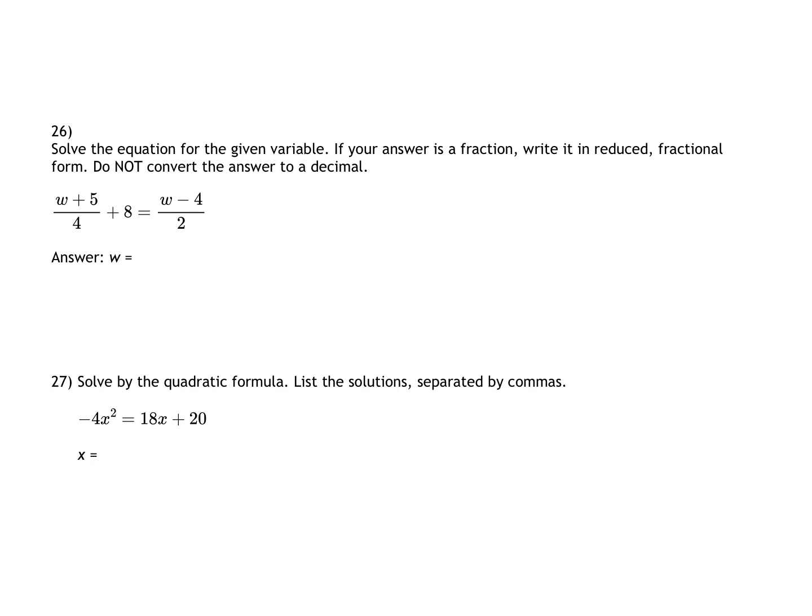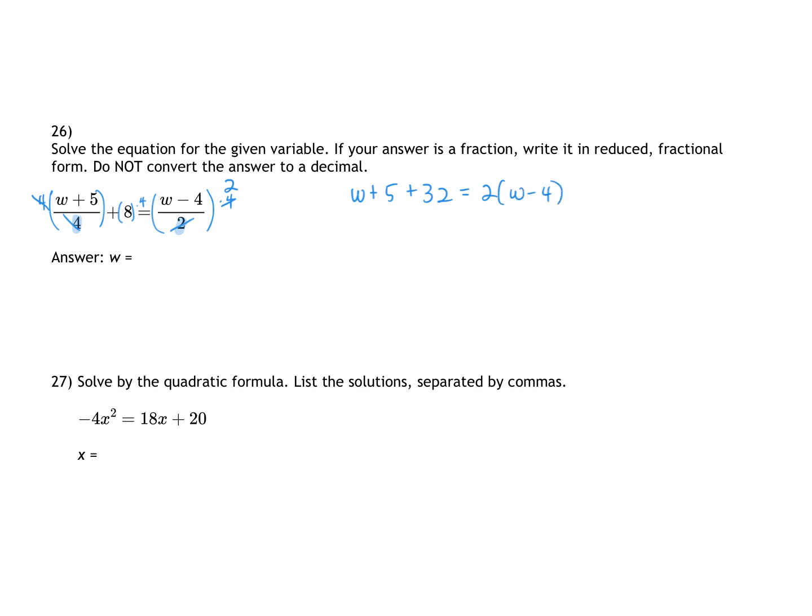Solve this equation. The key here is making sure you multiply through by your LCD to get rid of the fraction. If your denominators are 4 and 2, both of those go into 4, so 4 would be your LCD. I'm going to multiply each piece, don't forget the 8, by 4. The 4's cancel, and it gives me w plus 5. For the second part, it's just 8 times 4, which is 32. And for this side, 4 divided by 2 is 2, so you're really just multiplying by 2.